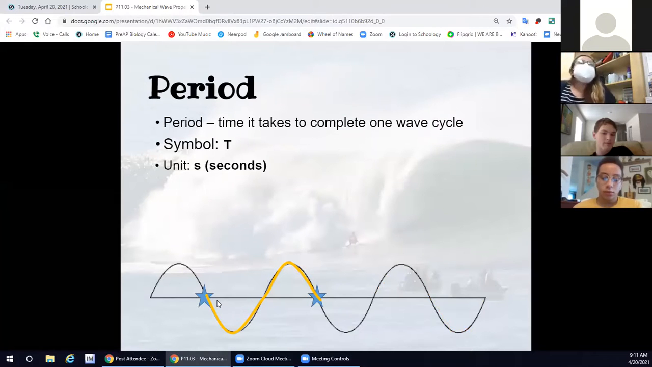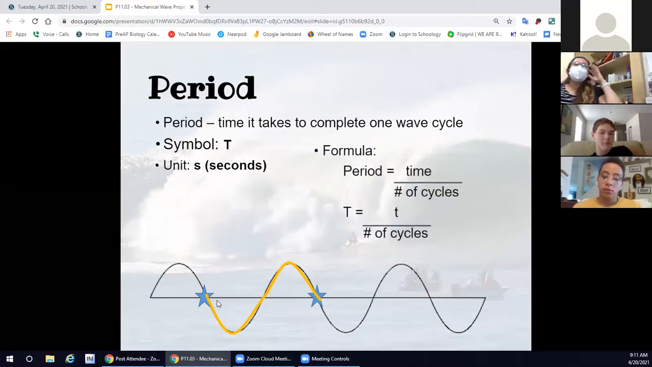A period is the time it takes to complete one wave cycle. Symbol big T, unit is seconds. This is one of the questions you had yesterday that I told you to skip because we didn't talk about it yesterday, but we're talking about it today. So we do have a formula for period, but we're not gonna learn it until tomorrow. I just wanted y'all to see what it looks like. It's the time over number of cycles, but tomorrow we're gonna do all the math. No math today.